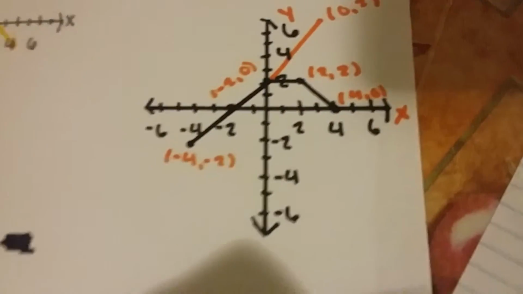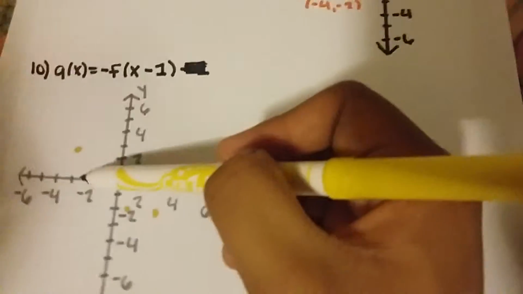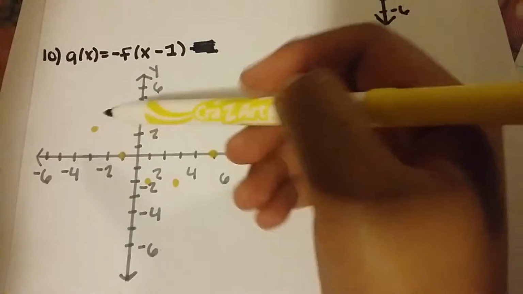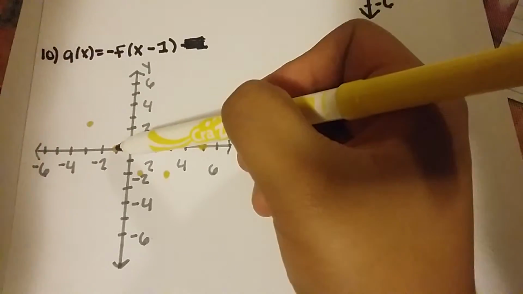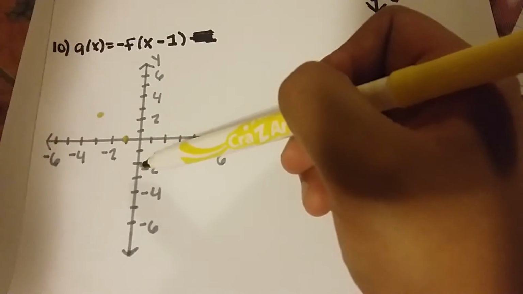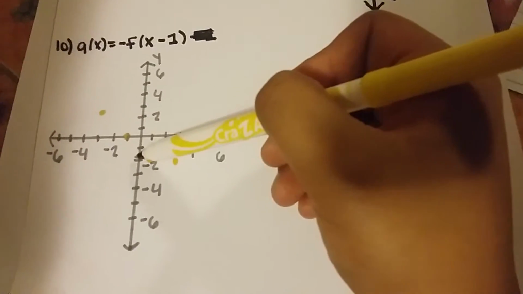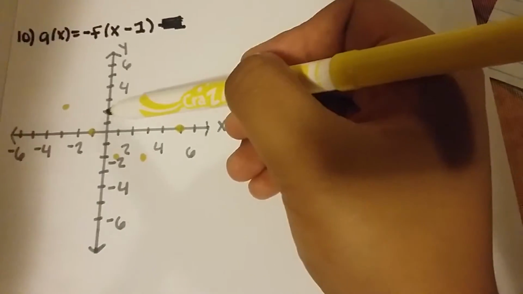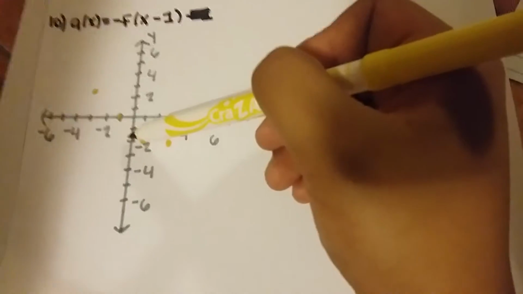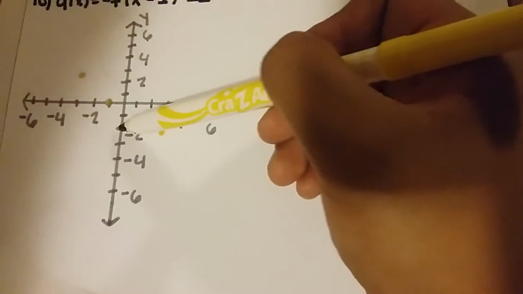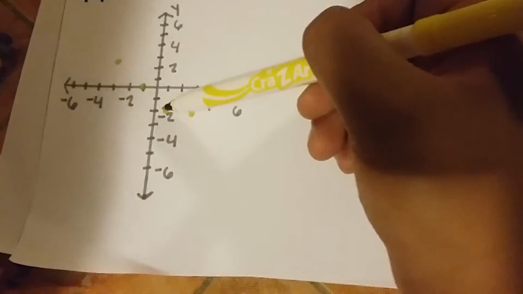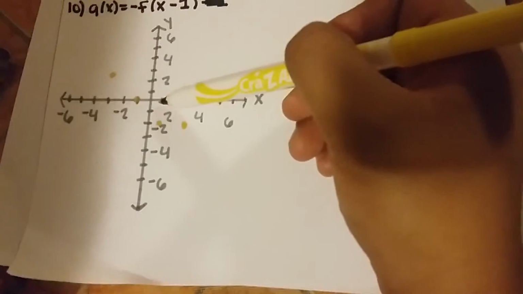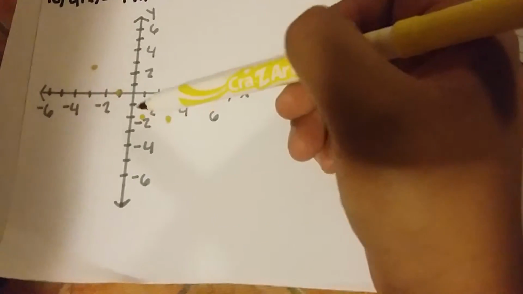Your second point is at negative 2, 0, and that point will not be reflected because it is on the x-axis. So you would just move it to the right 1 unit. Your third point is at 0, 2, and you'll reflect it across the x-axis to be 0, negative 2. And you'll move it 1 unit, so you will have 1, negative 2.